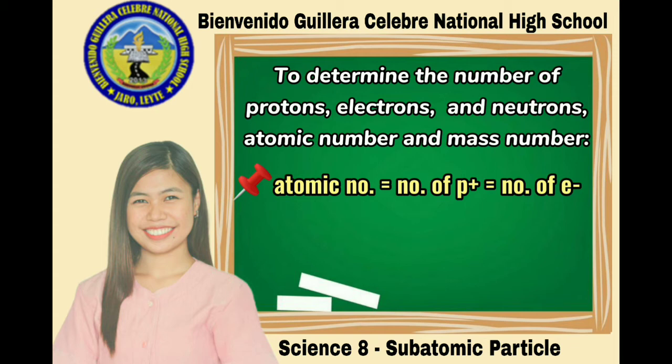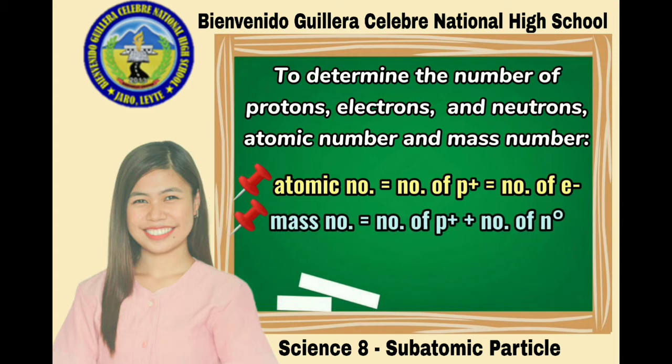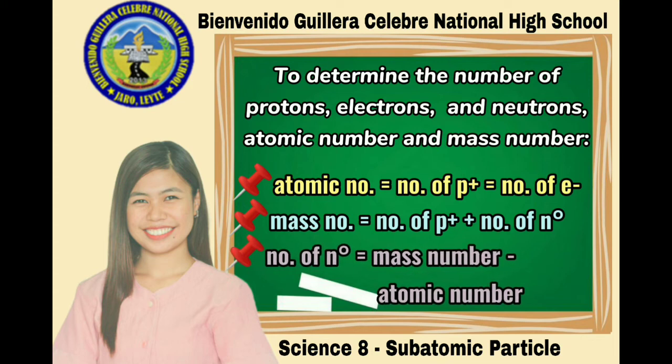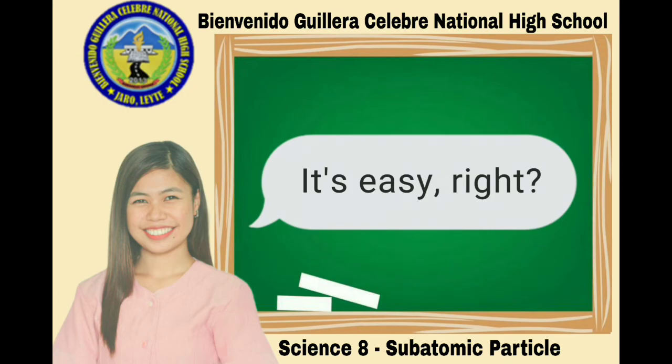If we want to know the mass number of an atom, we will just add the number of protons and the number of neutrons. If we want to know the number of neutrons, we will just subtract the atomic number from the mass number. It's easy, right?